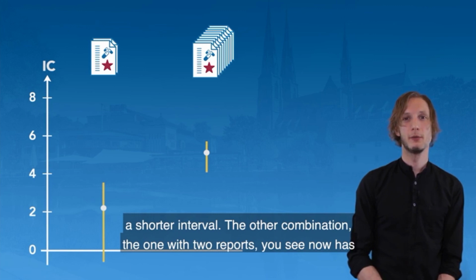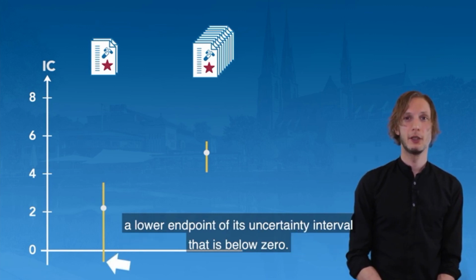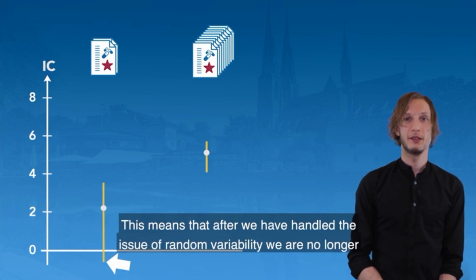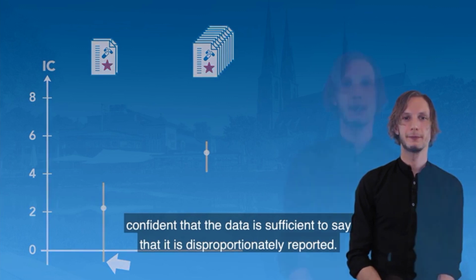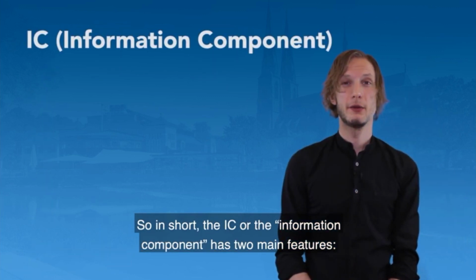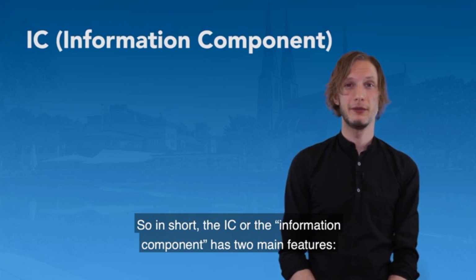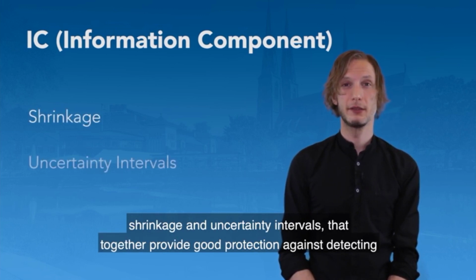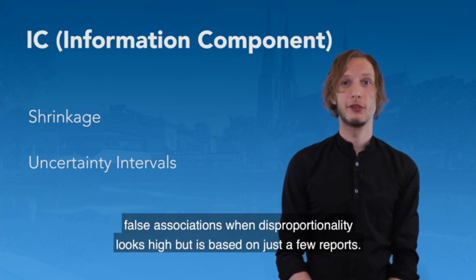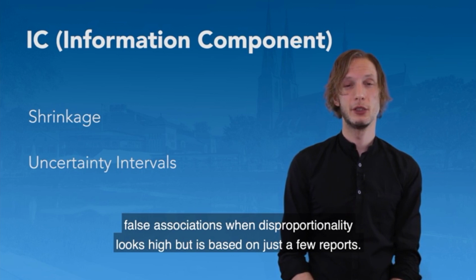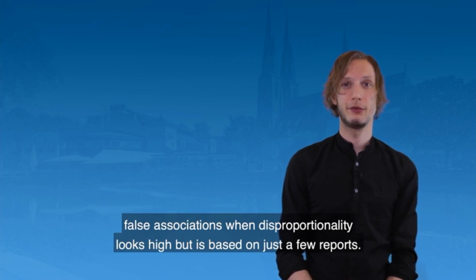The other combination, the one with 2 reports, you see now has a lower endpoint of its uncertainty interval that is below 0. This means that after we have handled the issue of random variability, we are no longer confident that the data is sufficient to say that it is disproportionately reported. So in short, the IC, or the information component, has 2 main features, shrinkage and uncertainty intervals, that together provide good protection against detecting false associations when disproportionality looks high but is based on just few reports.